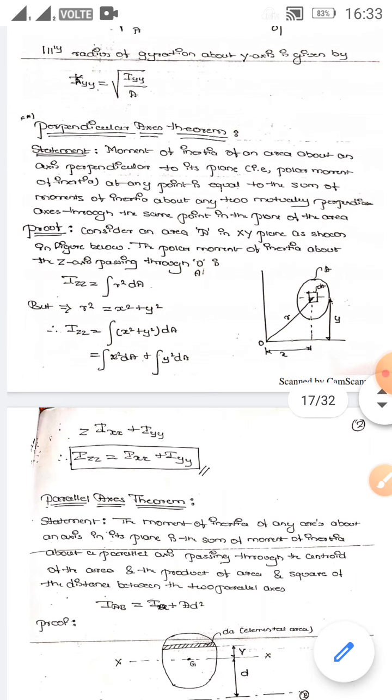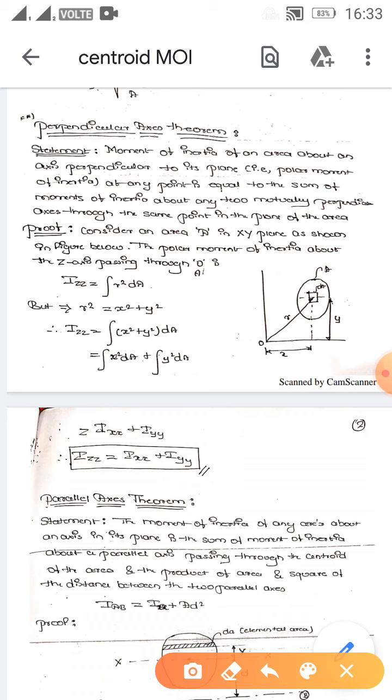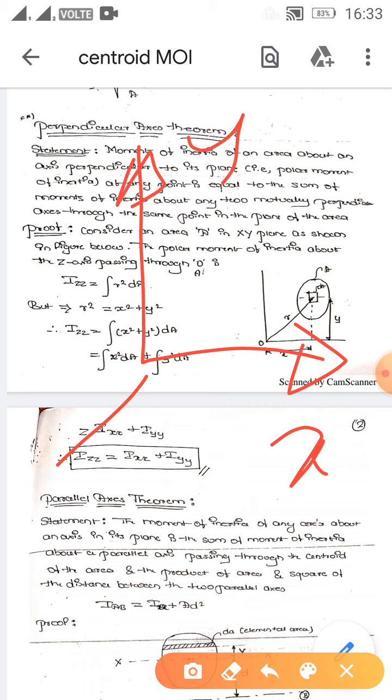Now come back over here to the perpendicular axis theorem. What is meant by the perpendicular axis theorem? It states that the moment of inertia of an area about an axis perpendicular to its plane, that is the polar moment of inertia, at any point is equal to the sum of the moment of inertia about any two mutually perpendicular axes through the same point in the plane of the area. So we have three axes, that is x, y and z.